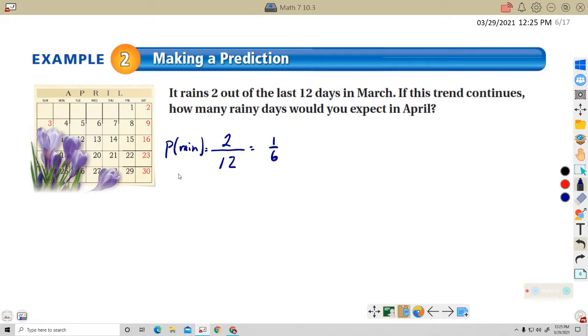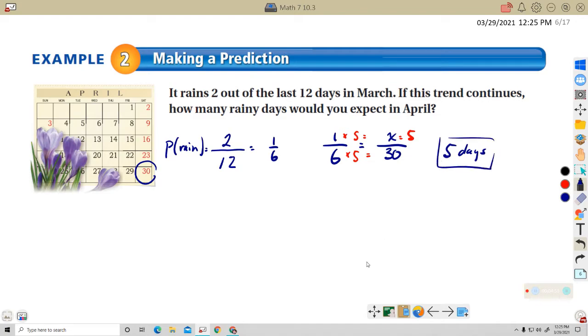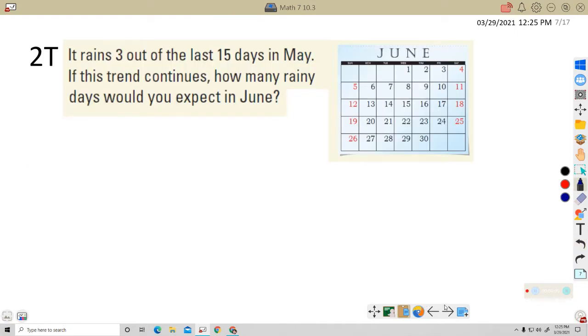We're going to use this to predict how many rainy days I would expect in April. Well, according to this calendar, there are 30 days in April. So 1 out of 6 equals some number, I'll use X, out of 30. With these numbers, I think it's easy to see we can use the equivalent fraction method, right? 6 times 5 is 30, so 1 times 5 would make X equal to 5. So 5 days. You could also use the cross product method if you choose to do that. That works as well.